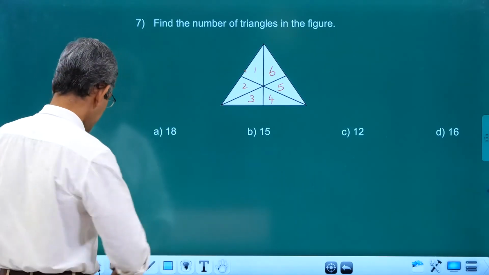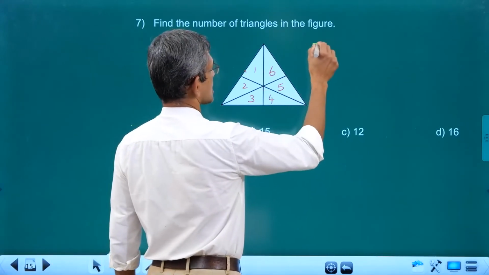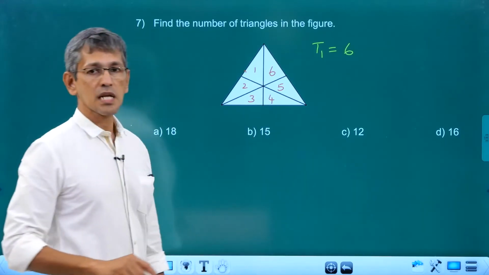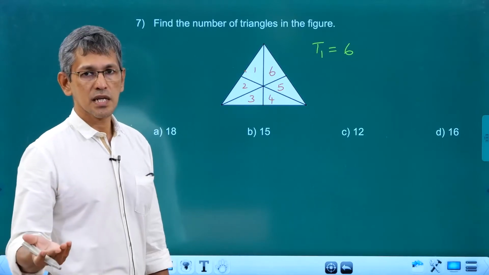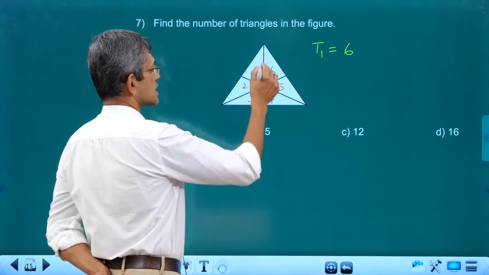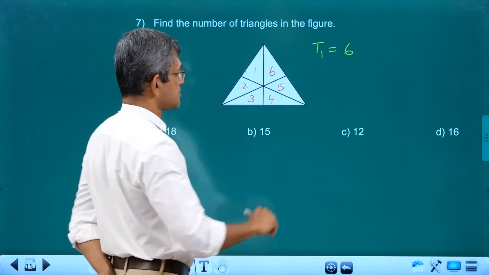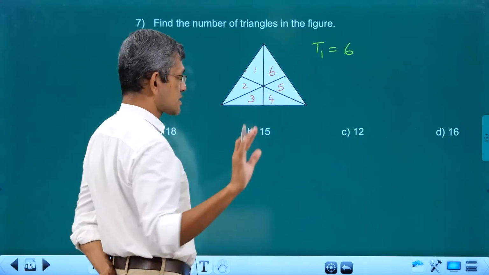If you go for counting, what is the answer we have? One piece at a time, one triangle at a time, we have 6. Then 2 triangles at a time. Any 2 triangles at a time, do we get another triangle? For example, 1 and 2 together, we get a triangle. That's true. But 2 and 3 together, it's not a triangle. Again, 3 and 4 together, it's a triangle. 4 and 5 together, it's not a triangle.